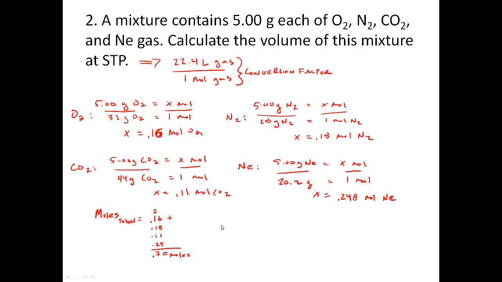Okay. Now, we know that 22.4 liters of volume is taken up by 1 mole of gas. If I have 0.7 moles of gas, how much volume is that going to take up? Well, it's a ratio. Go ahead and do the ratio again. Solve for x, and we find that we're going to take up 15.7 liters of space with our 0.7 moles of gas.